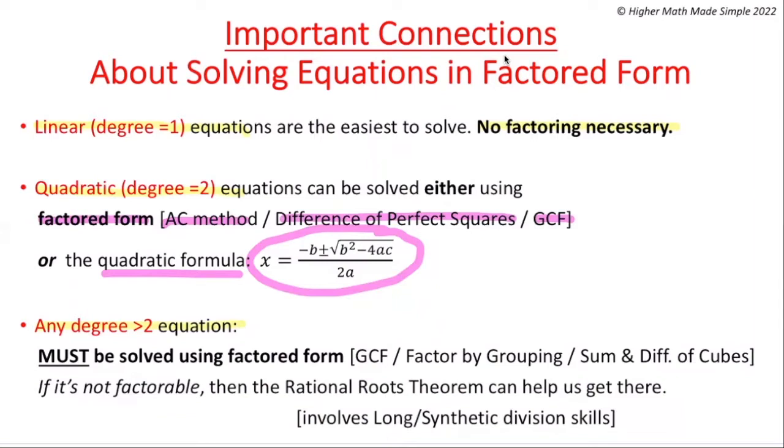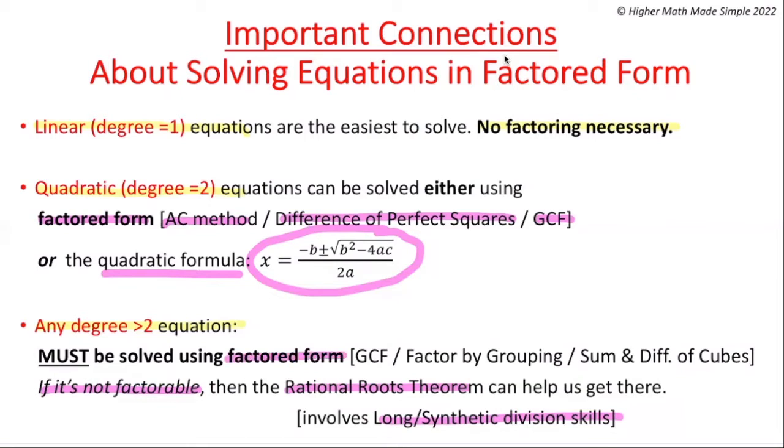Now, separately, if you have an equation where the degree is bigger than 2, there's no beautiful formula that we can use to solve the equation. What happens if an equation where the degree is bigger than 2 is not factorable? Then we are going to be using the rational roots theorem, and that involves long or synthetic division. So I am going to be creating a separate video for that. Now, we are just going to be focusing on solving using factored form.